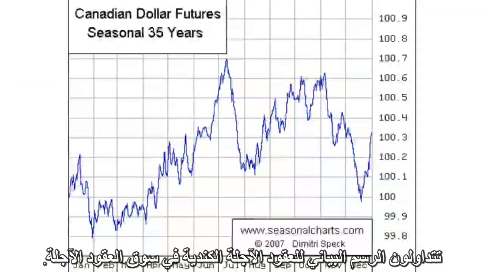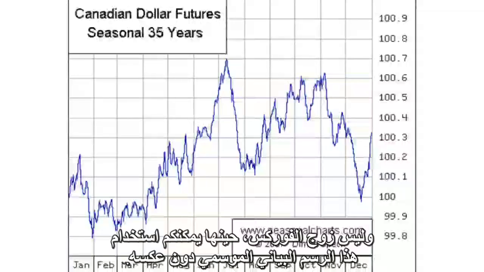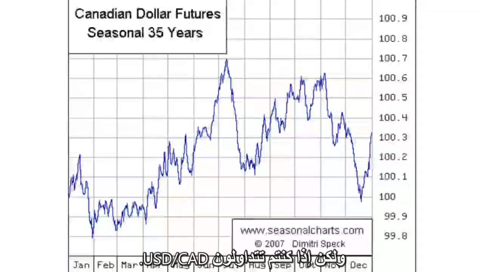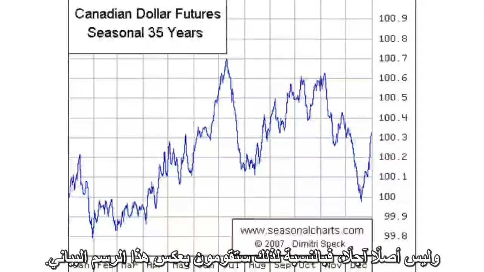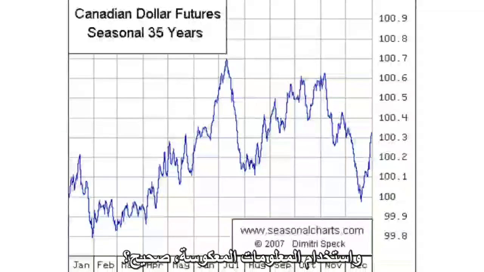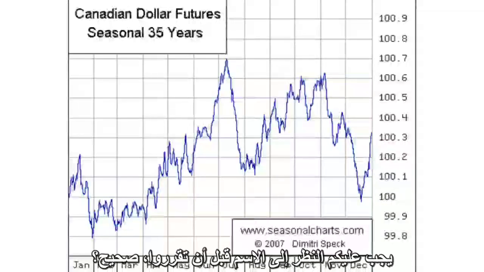If you traded the Canadian future chart on the future market and not the forex pair, then you can use this seasonal chart without inverting it. But if you are trading USD CAD, which is a forex pair and not a future asset, then you would invert this chart and use the inverted info, right? You must look at the name before deciding it, right?